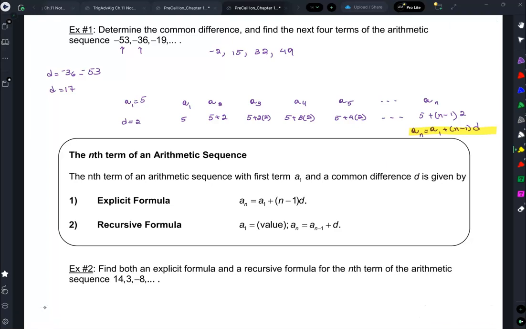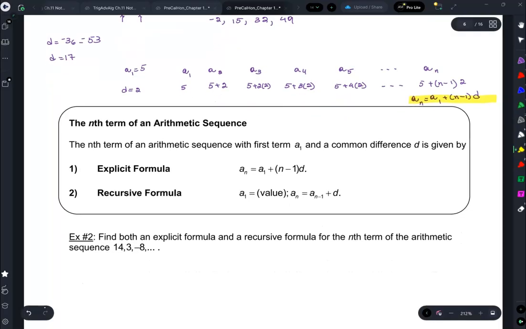So let's talk about all of the different options of what we will and will not be given. First of all, let's come up with the formulas. For the nth term of an arithmetic sequence, what we just found is the explicit formula. With this, I can potentially find, let's say, the 77th term, or I can find the 342nd term. I could just jump down.